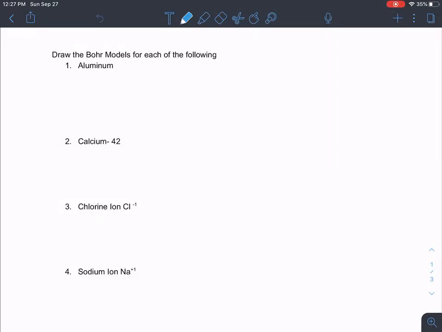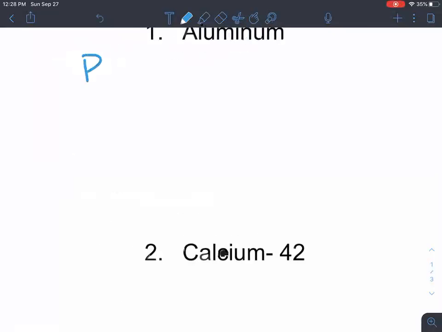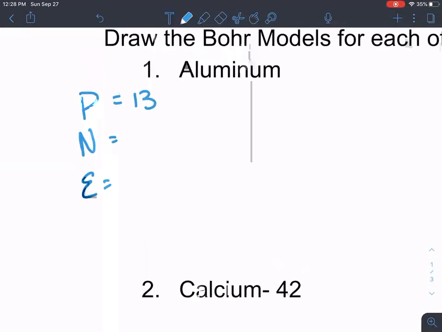If we look at our periodic table, aluminum, there's a couple things we need to figure out for this. We need to figure out our protons, our neutrons, and our electrons. Aluminum is element 13, which means it has 13 protons. And then we're going to skip neutrons just for a second, because if it doesn't say ion or give us a charge, our protons and electrons need to be the same, because we want our charge to be neutral, to be 0, no charge. The last one we have is our neutrons.